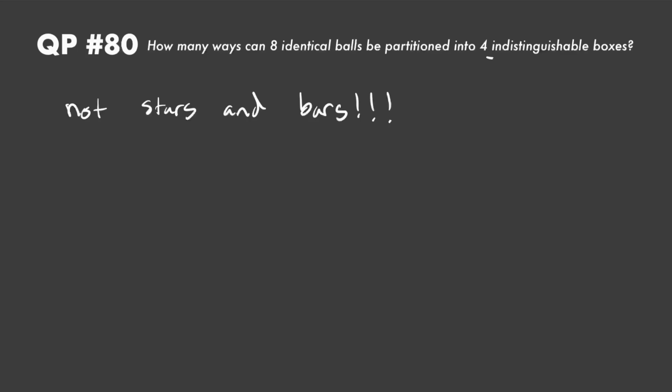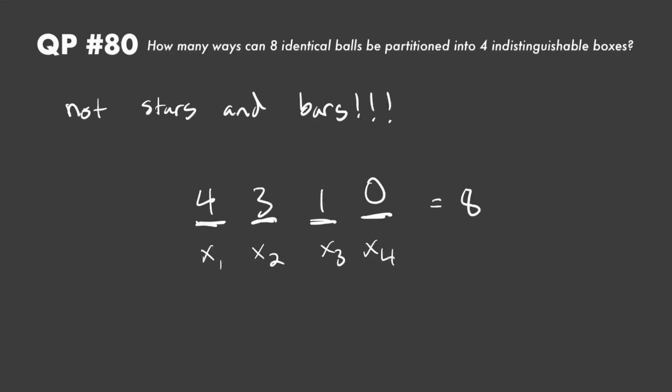In stars and bars, we had distinct boxes, and in this one, we have identical boxes. This was the stars and bars setup. If this said distinct boxes, then we would solve it like this, where we're summing up the number of ways that we can add to 8. For instance, we could have 4 here, 3 here, 1 here, and 0 here. This case would be treated differently if we swapped these two, if x2 had 4 and x1 had 3, and that's because we have distinct labels here.